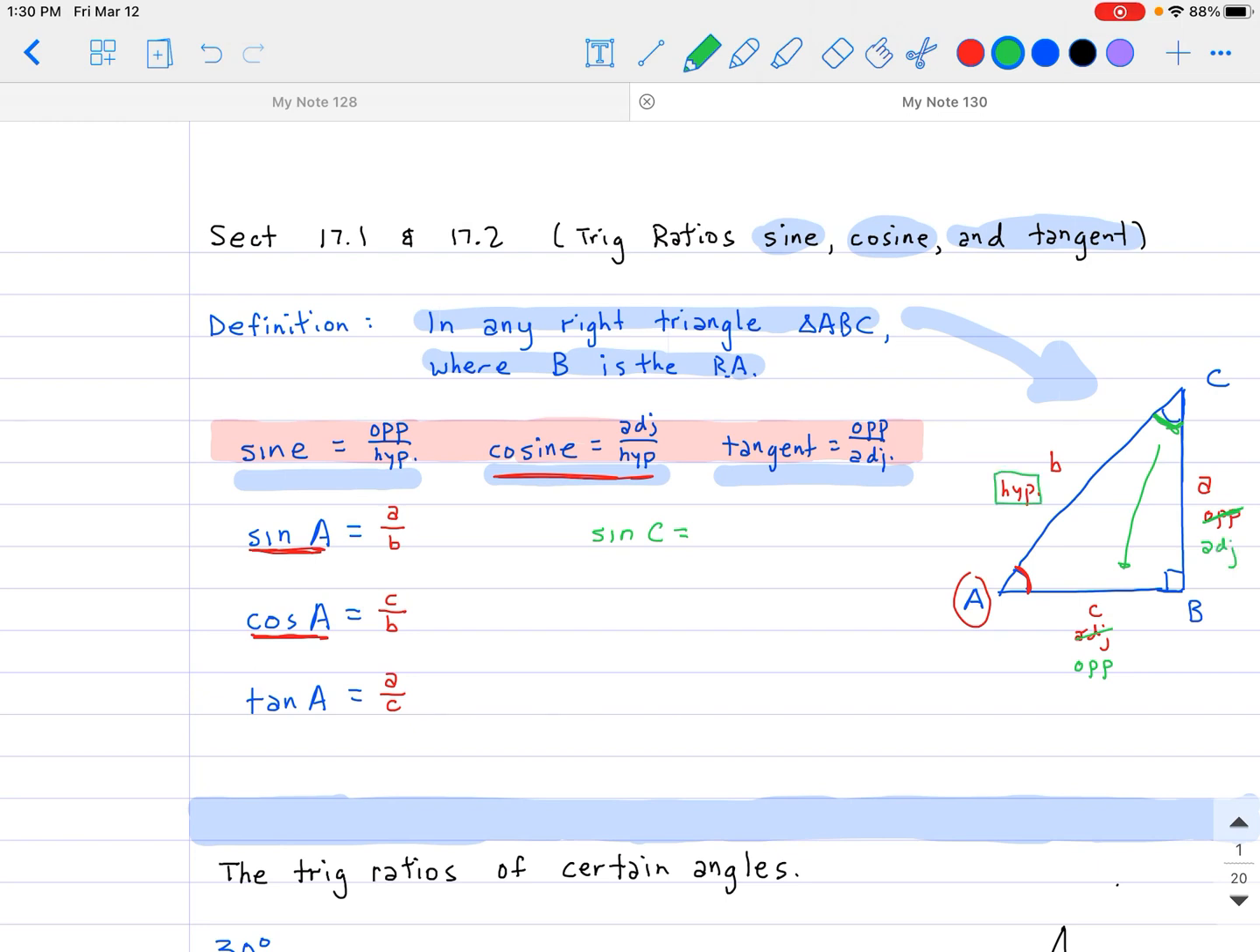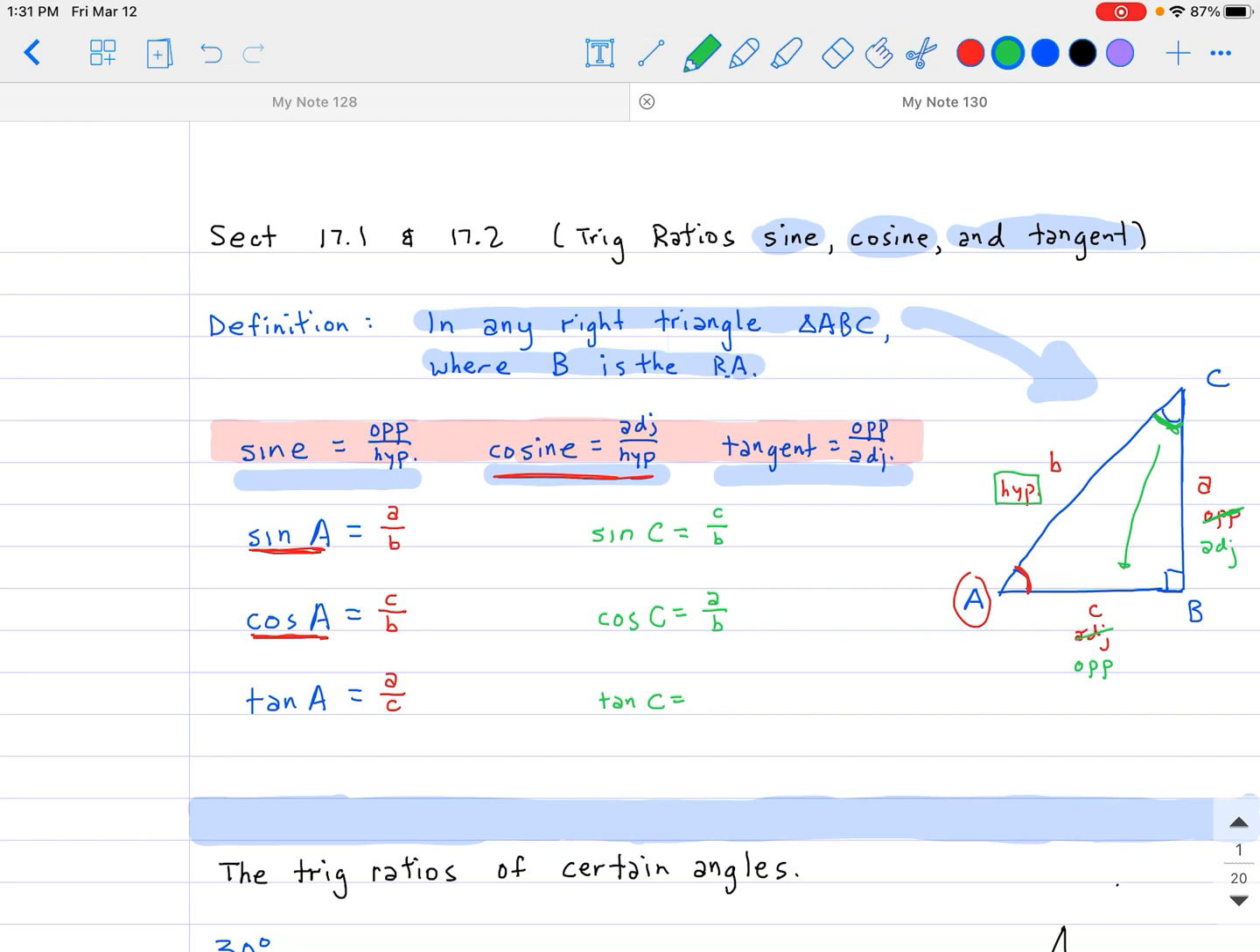That's the reason I didn't write sine of what angle, cosine of what angle, and so forth. Going by the formal definition, the sine of angle C is the opposite over hypotenuse, so it's c divided by b. The cosine of angle C is the adjacent over the hypotenuse. Angle C's adjacent is a, divided by the hypotenuse, b. And finally, tangent of angle C is equal to the opposite over the adjacent.